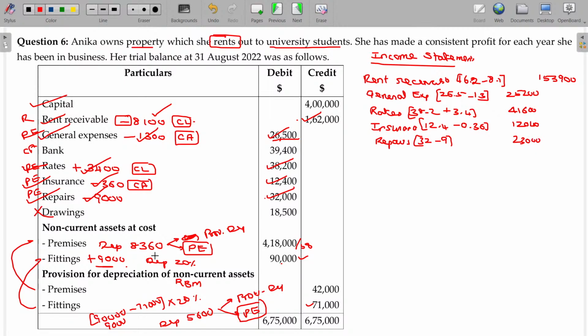Drawings already posted. There's a depreciation for premises. How much is that? 8,360. We have completed this one, 8,360. For fittings, the value being 5,600.